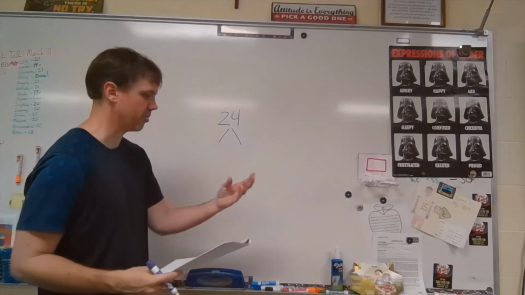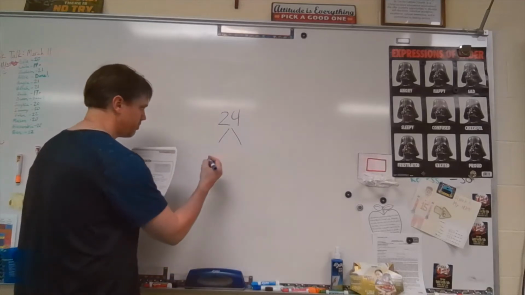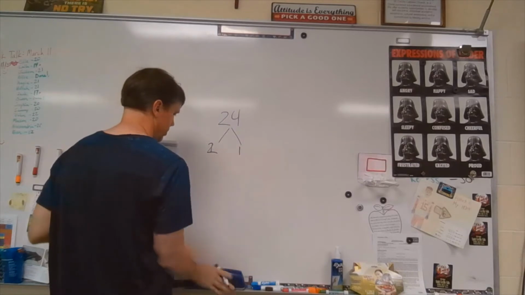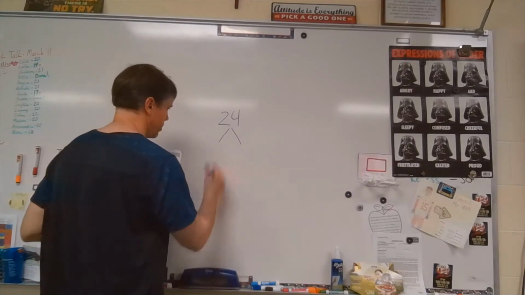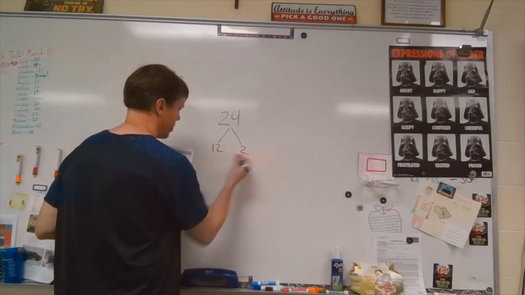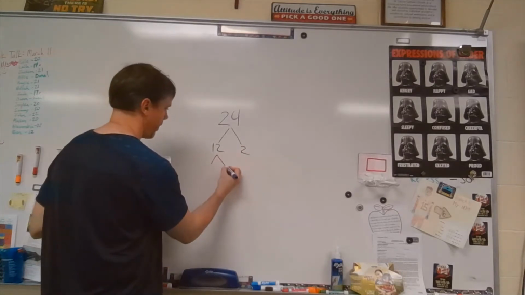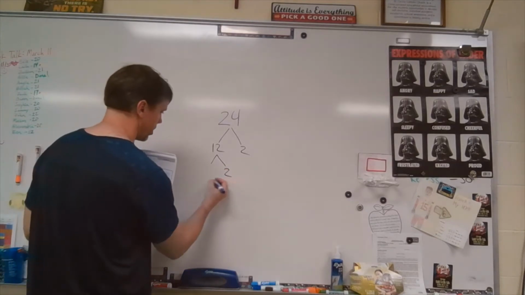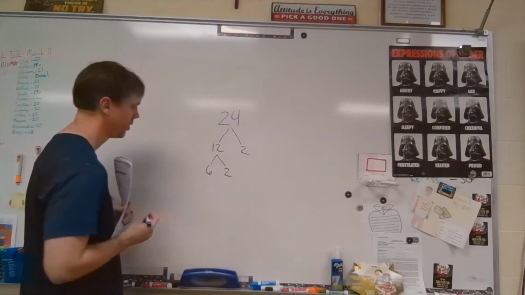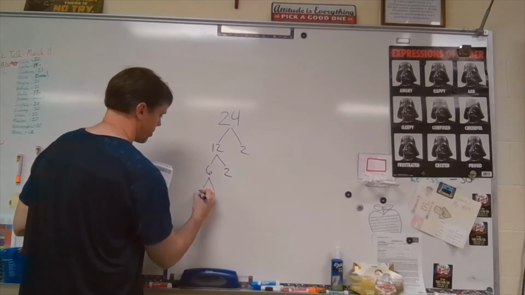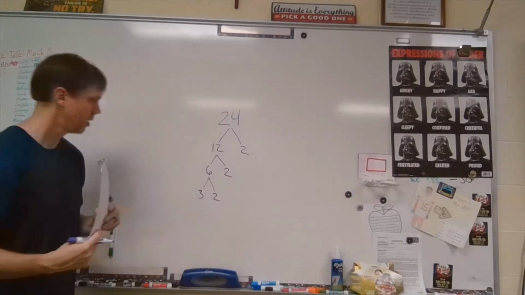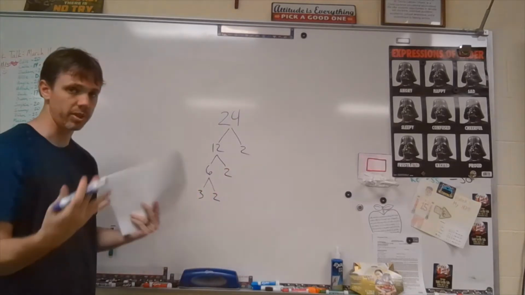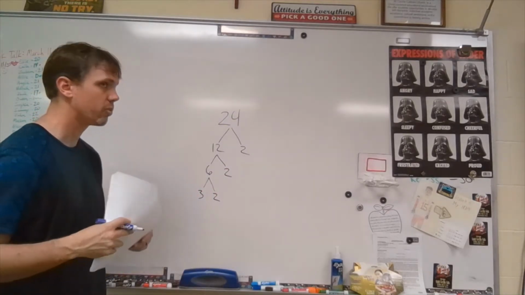So you could pick any 2 numbers. Let's do, I don't know, let's do 2 times 12. Now, 12 times 2. Okay, whatever. All right. Now, again, we could go 3 and 4, but I'm just going to keep doing 2s. So I'm going to go 2 here, and I'm going to go 6 over here. And then I'm going to go 3 and 2. Okay, so again, we have 2 times 2 times 2 times 3. So we have 3 2s and 1 3.